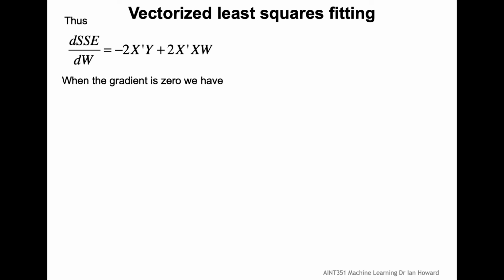Now, we want to find the solution to that in order to find the minimum, right? And we want to find the w which gives us the minimum, don't forget. So we set this expression to 0. And then we can slightly rearrange it. First of all, we can divide by 2, and then we can move this negative term onto the right hand side. So we end up with x transpose x w equals x transpose y.